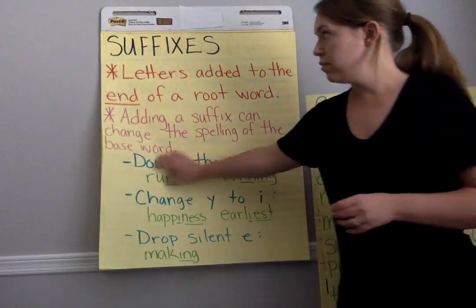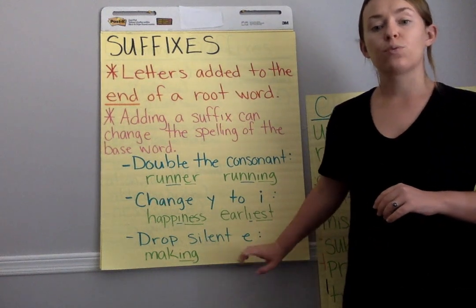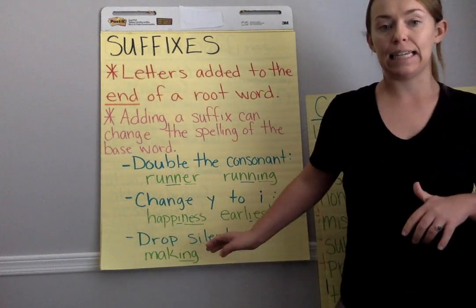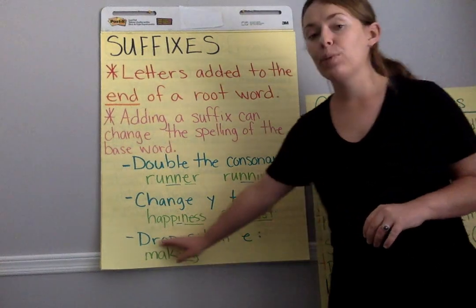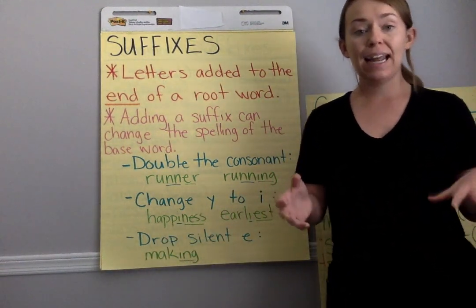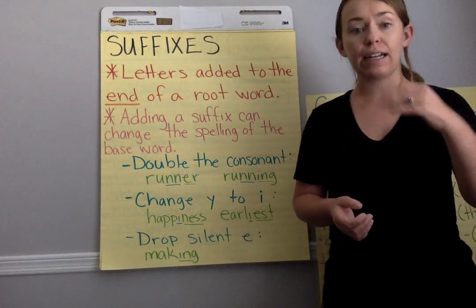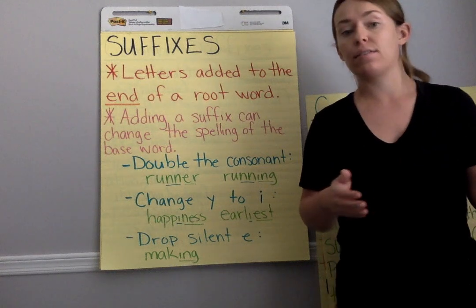And the last rule to know about these suffixes is when you need to drop a silent E, okay? For example, we have the word making. We know that the root word make has a silent E at the end. We don't want to keep that there. We want to get rid of that E, and then we can add our suffix.